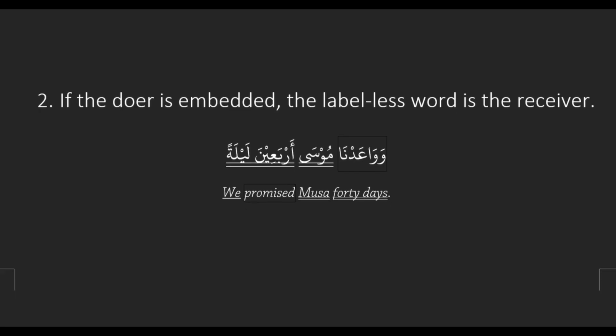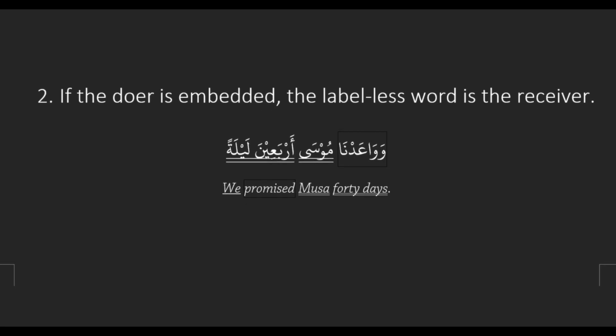Okay, rule number 2. If the doer is embedded, the labelless word is the receiver. This is kind of an offshoot of the previous rule. If you have an embedded doer, it means you've already found your doer. So if there's a labelless word in that sentence, it's going to be the receiver, because you've already found your doer. Make sense? Let's look at an example. We have وعدنا. What can you tell me about this action? It's past tense, and the doer is we because of the sukun and the na.